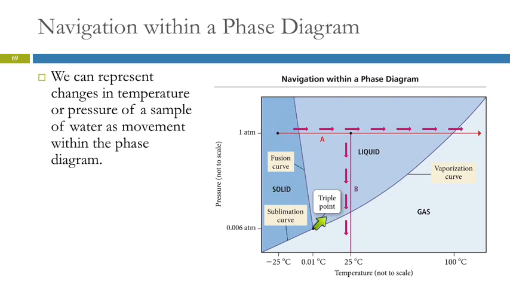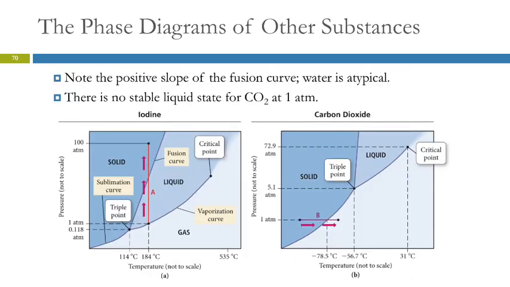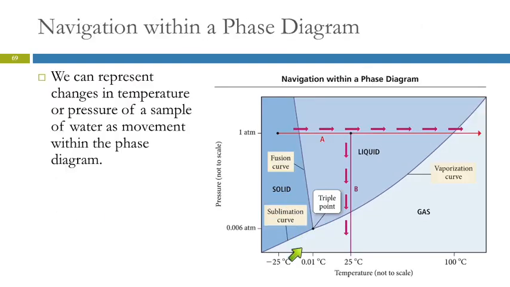This line has a negative slope. These lines have positive slopes. It slopes the other way. Water is unusual in that its fusion curve has a negative slope. What that means is that if you start at, like here's 1 atmosphere, if we start at a colder temperature, below 0, but we increase the pressure, we can make the water melt.